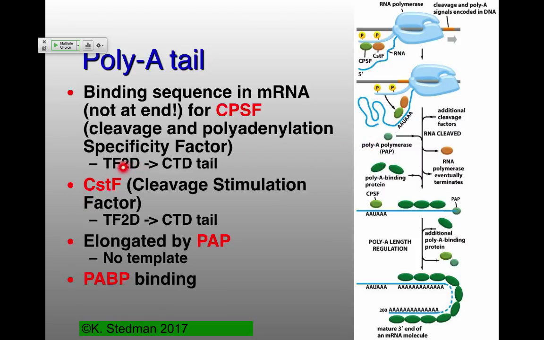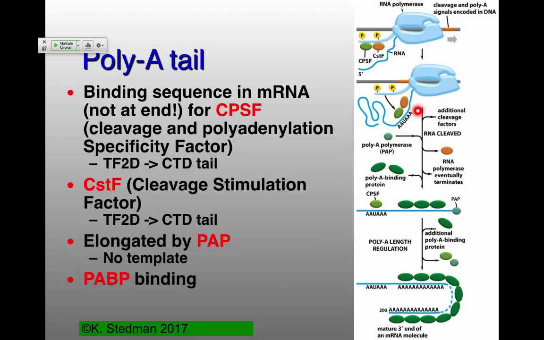Then the cleavage stimulation factor will associate with CPSF and the RNA to help cleavage take place. This is not the endonuclease itself. There's actually a whole complex of endonucleases that are there that we're not going to get into. So it stimulates the cleavage that takes place due to the specificity that you get from CPSF.